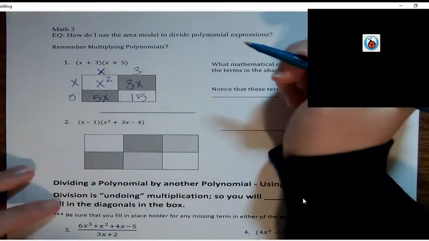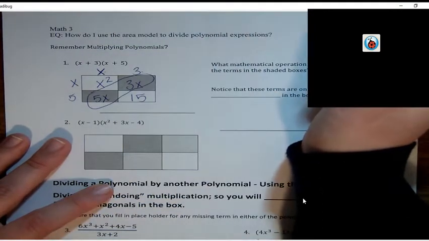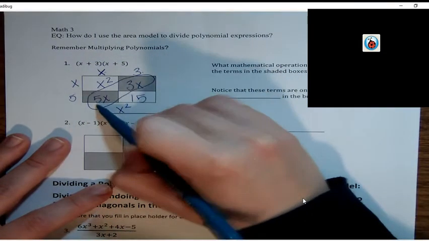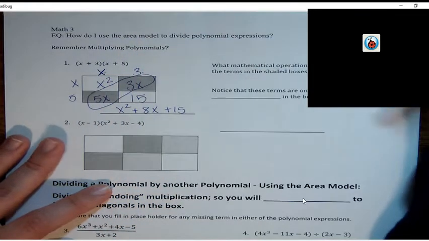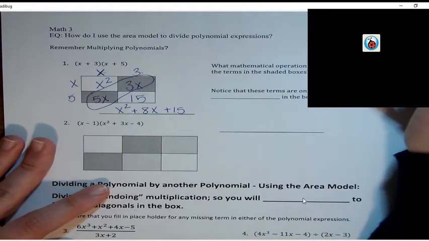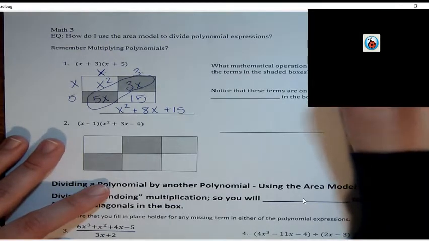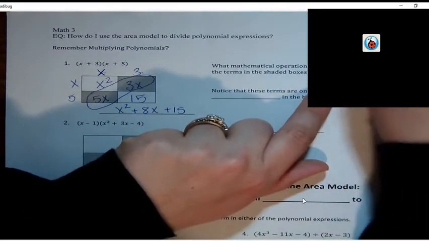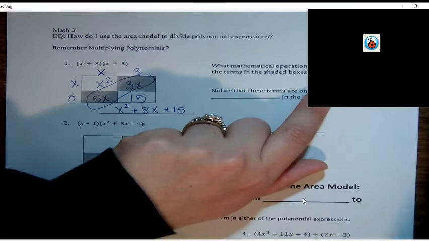Okay, then we would add our like terms to get x squared, 3x plus 5x is positive 8x, and then plus 15. Okay, so to the right, it says, what mathematical operation do you use to do the terms in the shaded boxes? And what it means by that is, what do you do to combine them?